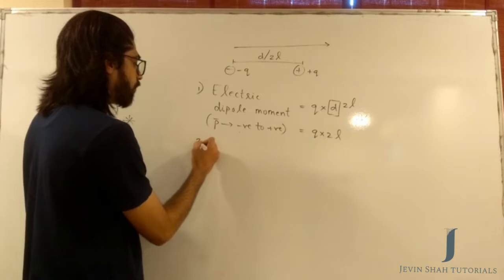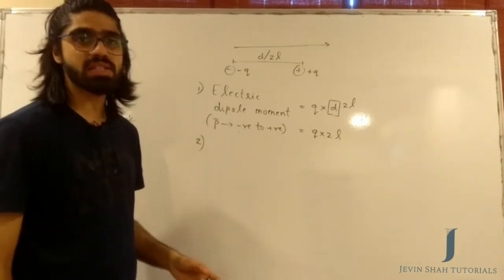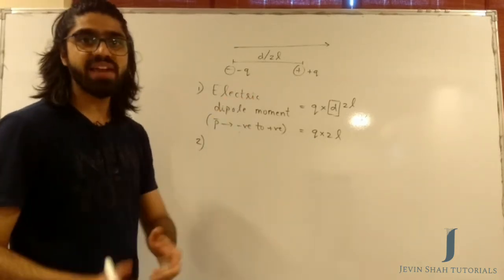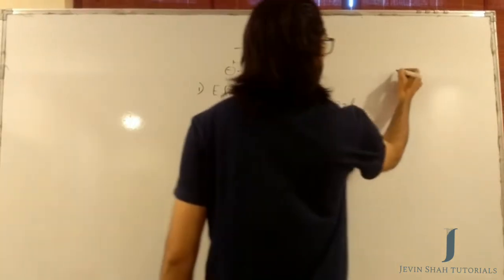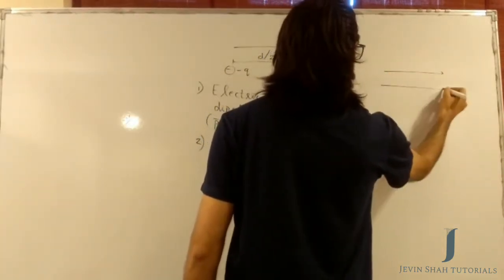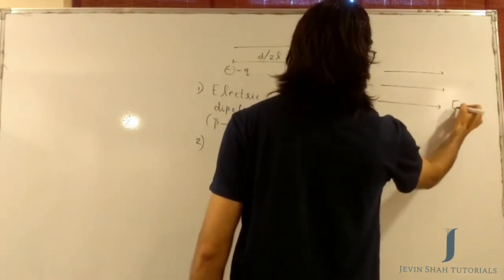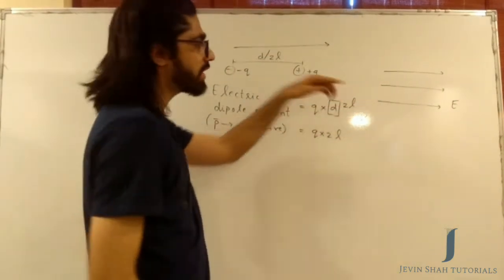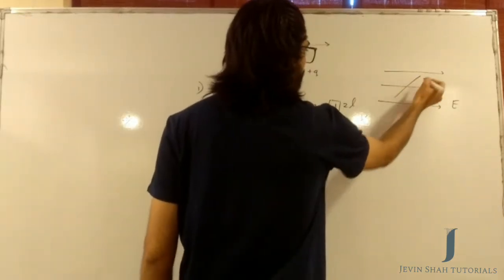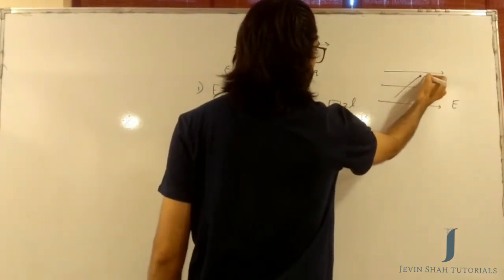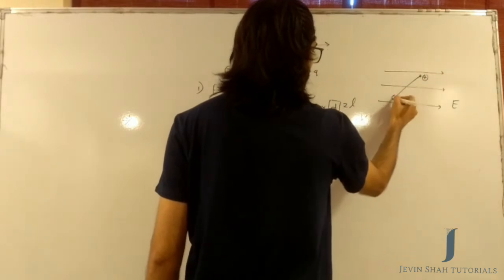Go ahead with the second point. Say, for example, we take this electric dipole and we put it in an electric field. Let us say the electric field intensity is here. This is an electric field where the electric field intensity goes like this, and we are putting our dipole like this, where this is the plus charge and this is your minus charge.